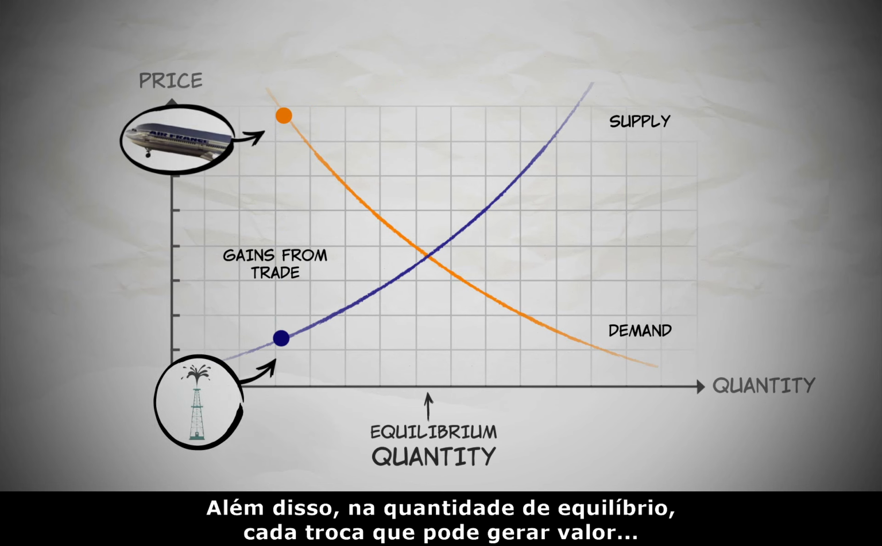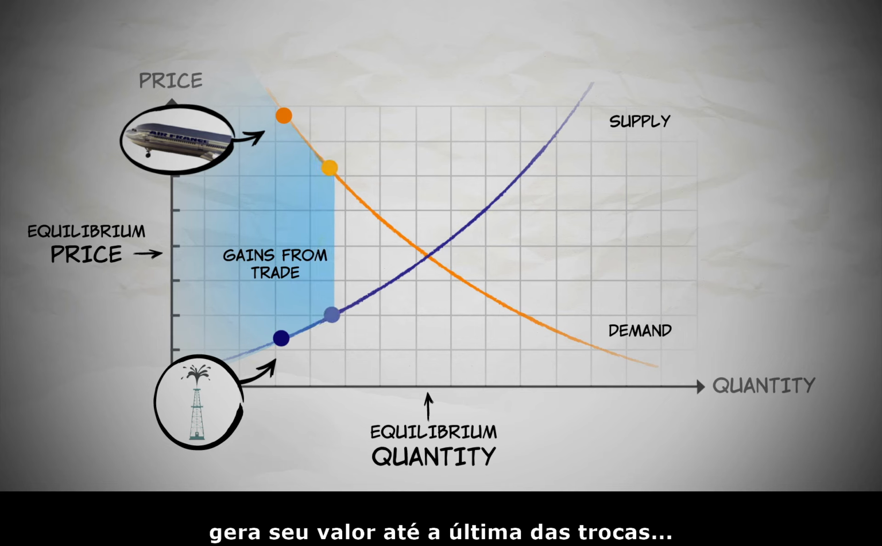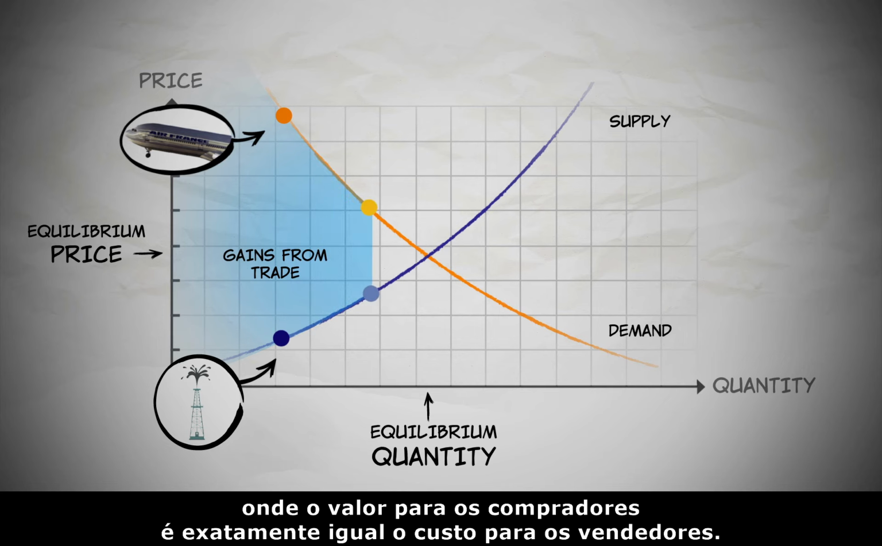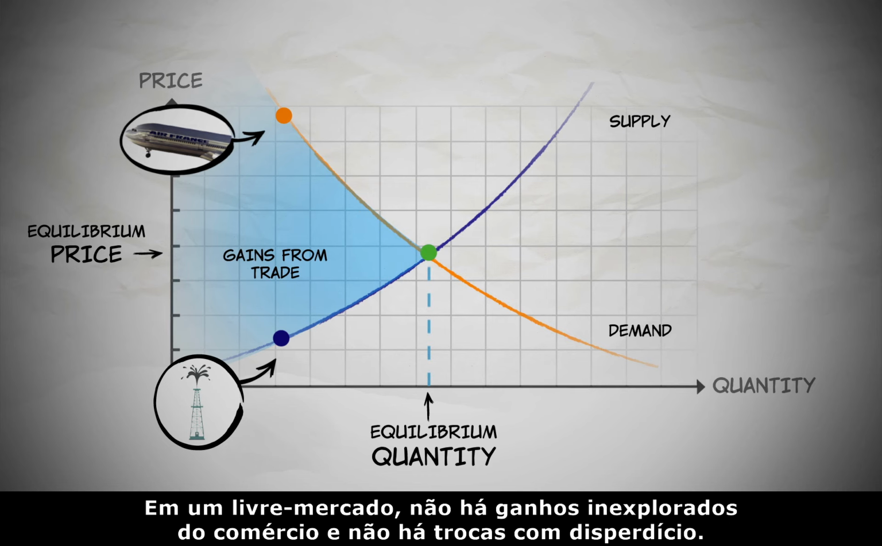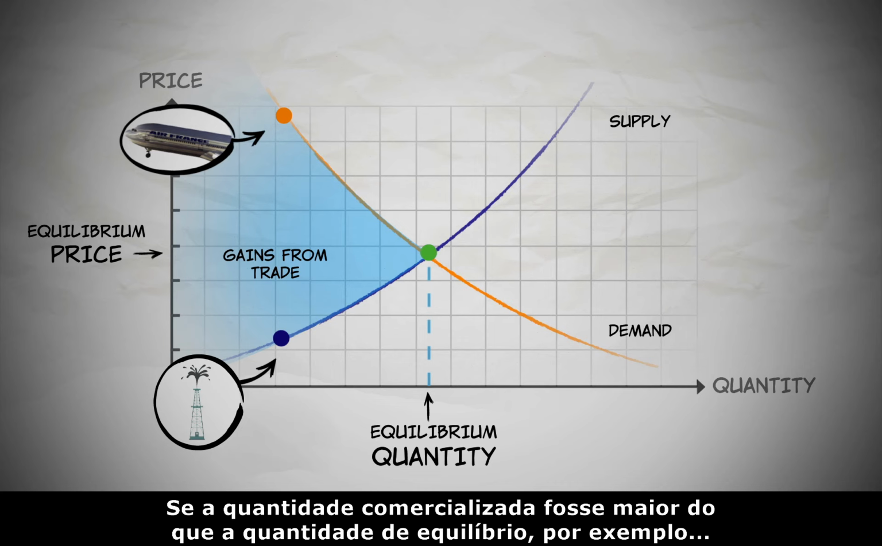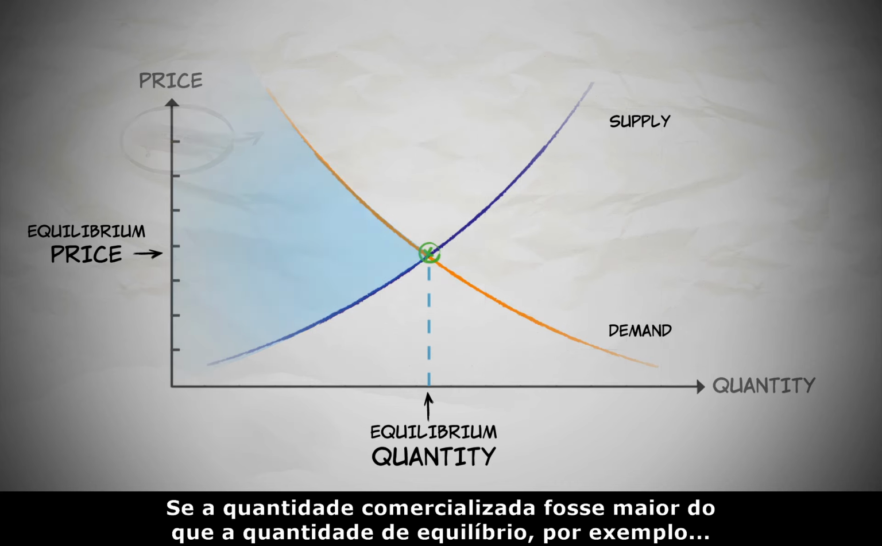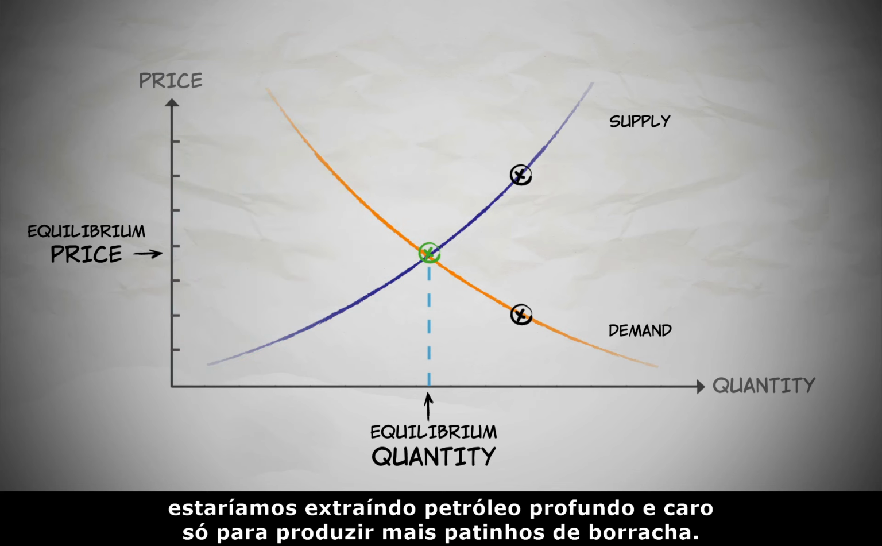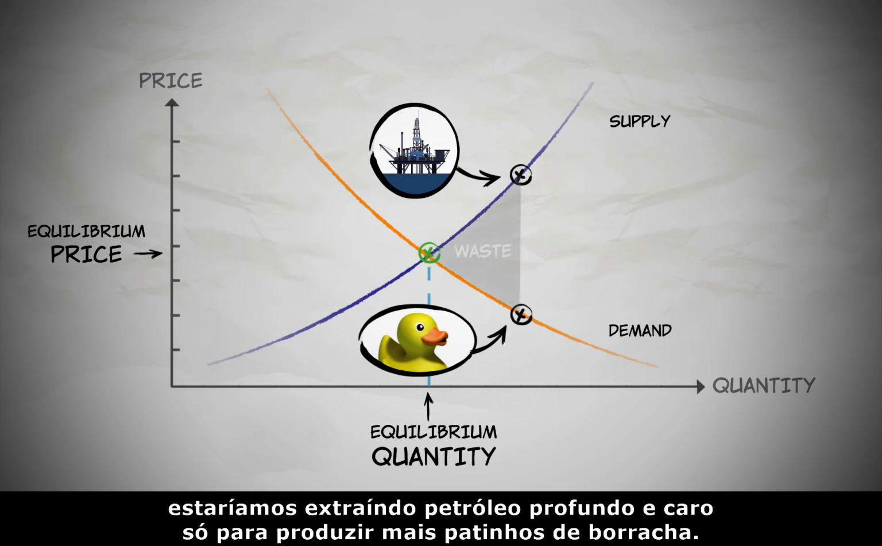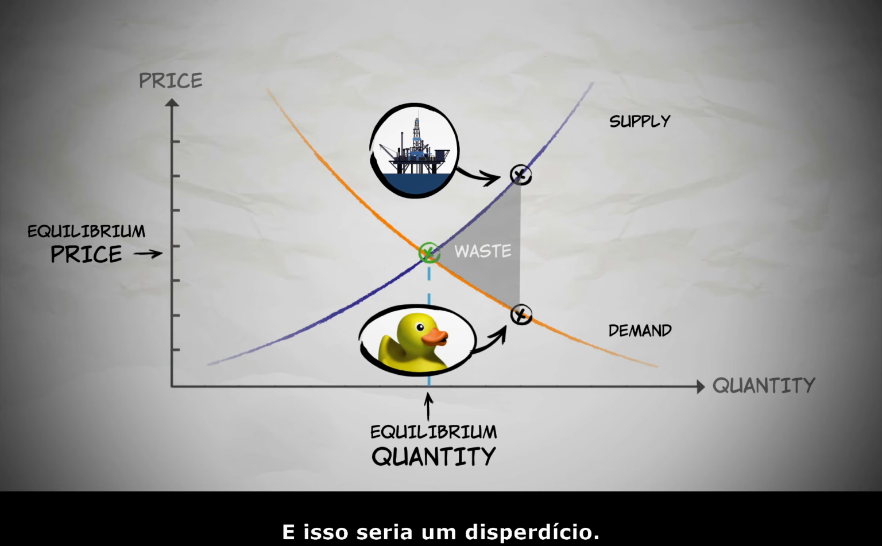In addition, at the equilibrium quantity, every trade that can generate value does generate value up until the very last trade where the value to buyers is just equal to the cost to sellers. In a free market, there are no unexploited gains from trade and there are no wasteful trades. If the quantity exchanged were greater than the equilibrium quantity, for example, we would be drilling deep and expensive oil wells just to produce more rubber duckies, and that would be wasteful.